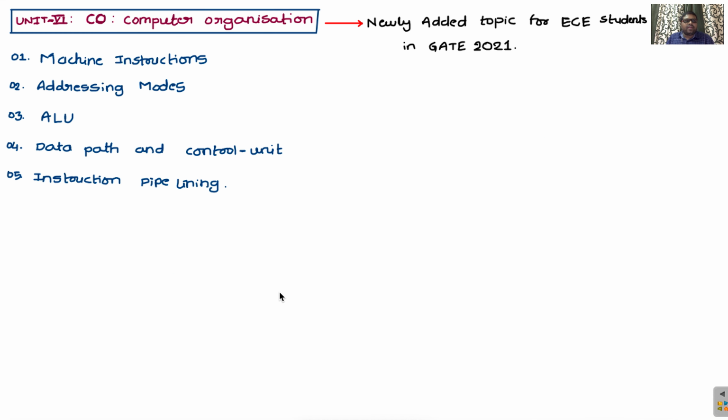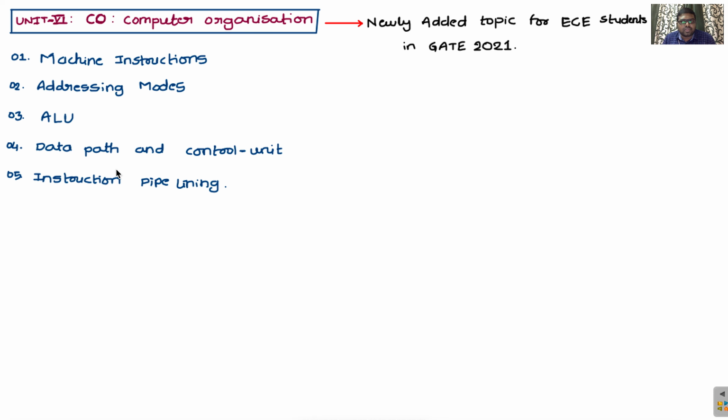So this is unit 5, computer organization, CO. This is a newly added topic for EC students in GATE 2021, only for EC students. The first topic is machine instructions, the second topic is addressing modes, the third topic is arithmetic logic unit, ALU, the fourth topic is data path and control unit, and the fifth topic is instruction pipelining. These are the five topics which come under computer organization.